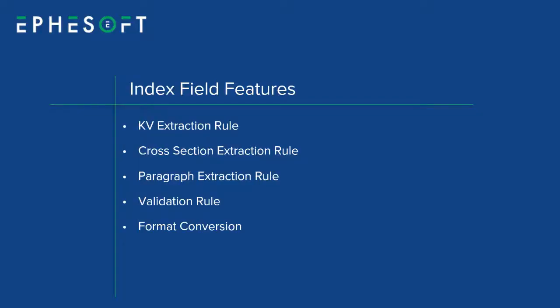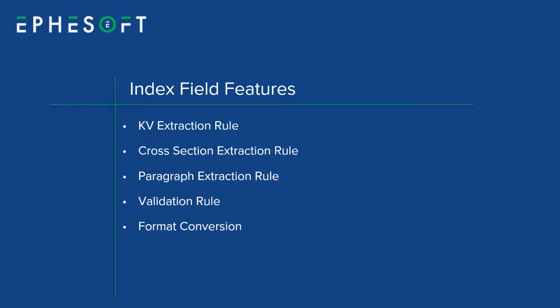Next, we're going to discuss some features that can be configured with an index field. A KV or key value extraction rule is used for extracting index field values based on the relative location of a value against a specified key. A cross-section extraction rule is used for extracting index field values when a single key is insufficient. The feature works by extracting values where two key patterns intersect on a document.